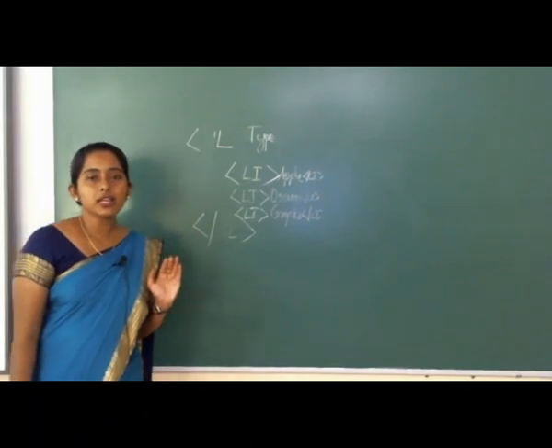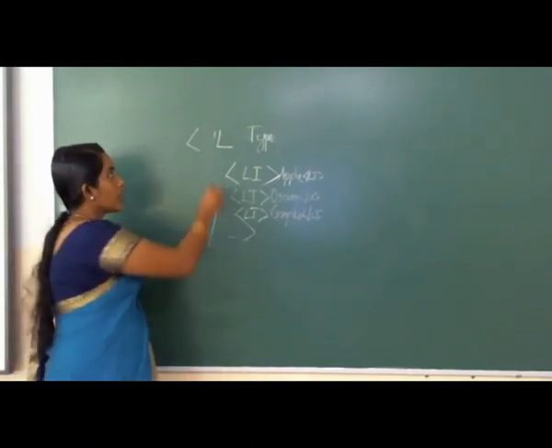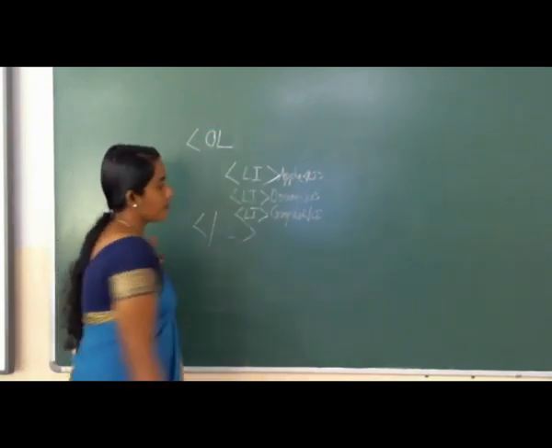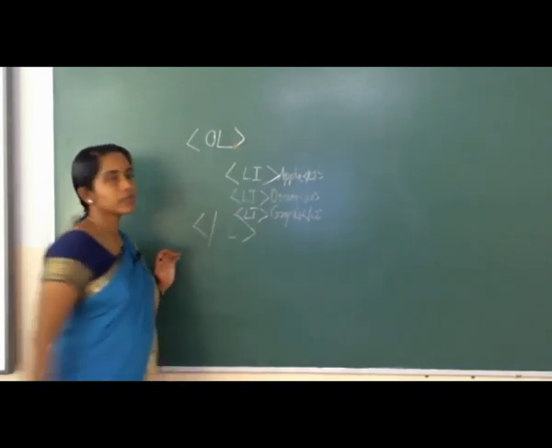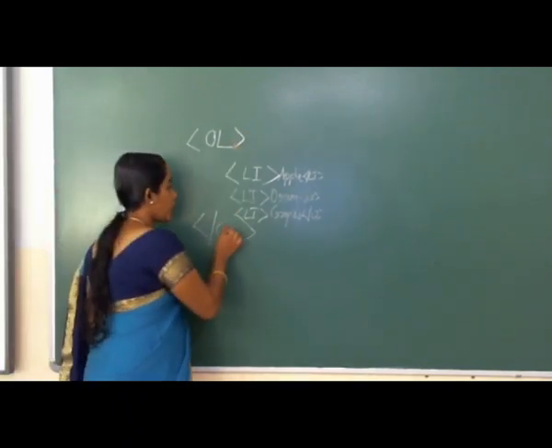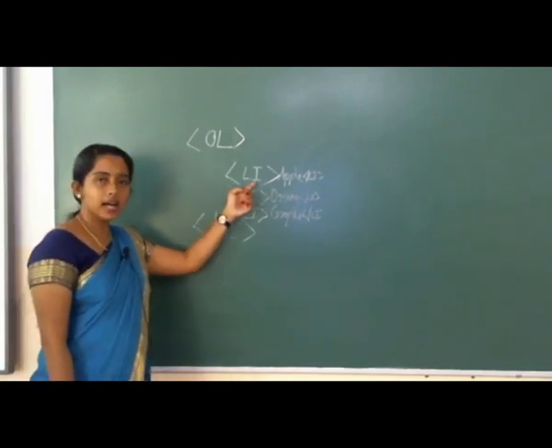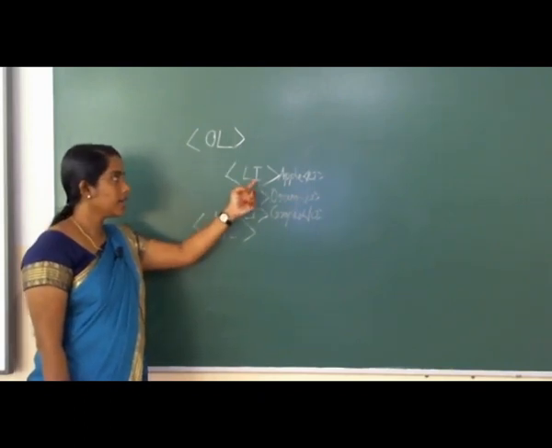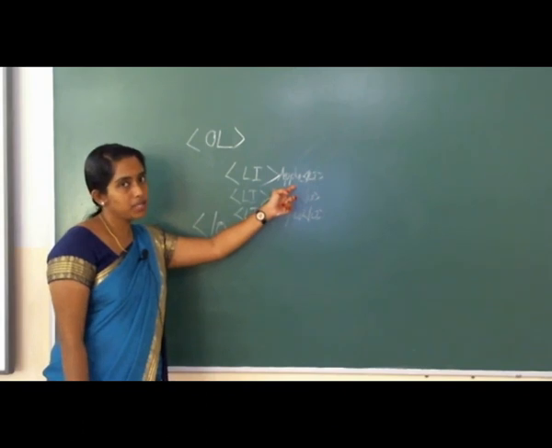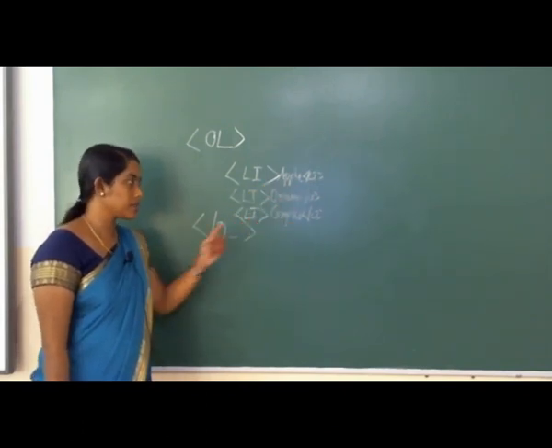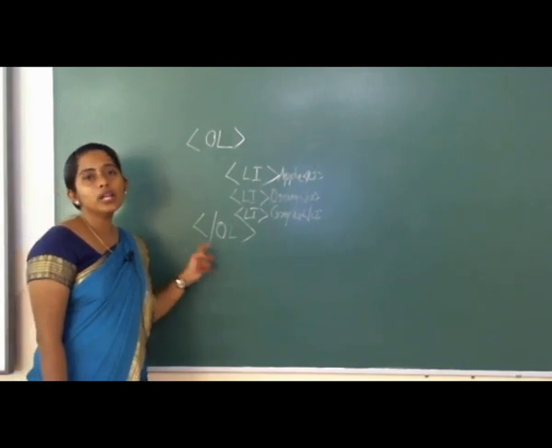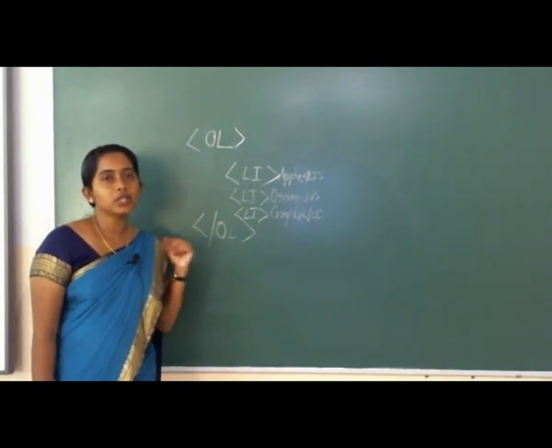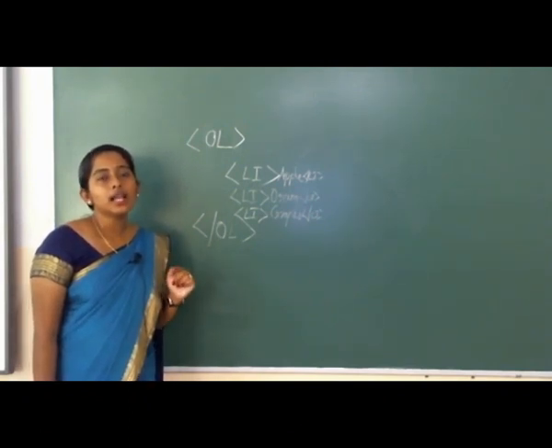For specifying the ordered list, you can use the OL tag, the opening tag. After that LI, the same tag which we used in the unordered list. OL tag, then LI tag, give the list item names, apple, then LI orange, LI grapes. Then after that you have to close the OL tag. Got it? For the ordered list, OL tag, and for the unordered list, UL tag.